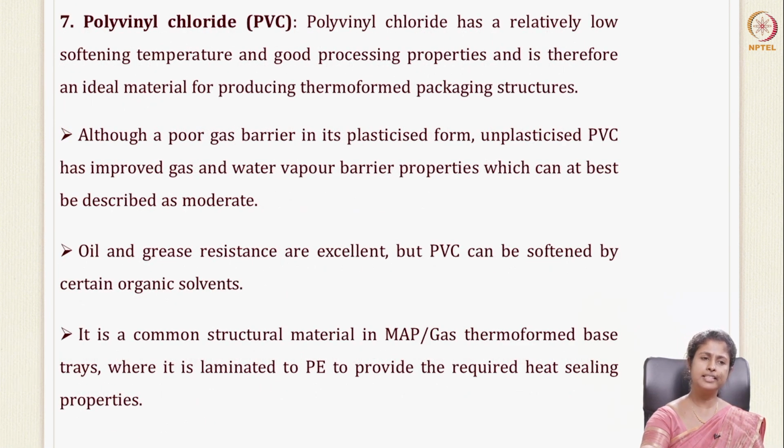Polyvinyl chloride has relatively low softening point and good barrier properties, so it is an ideal material again. Not a great gas barrier, but unplasticized PVC has better properties. Oil and grease resistance are excellent. But the PVC problem is it can be softened by organic solvents. So usually when you use it in a thermoform tray where you pack in gas or in MAP, it is laminated to PE so that you can get heat sealability.